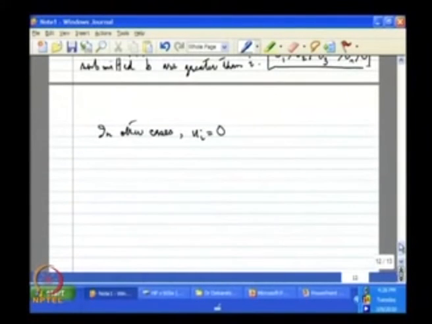So, this is the general setting. We shall stop here. We shall try to see what are the Nash equilibria which can be derived in the case of second price sealed bid auction.